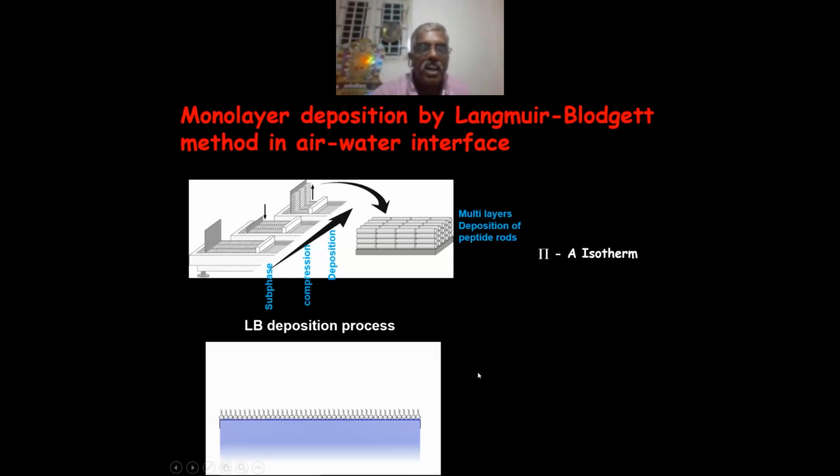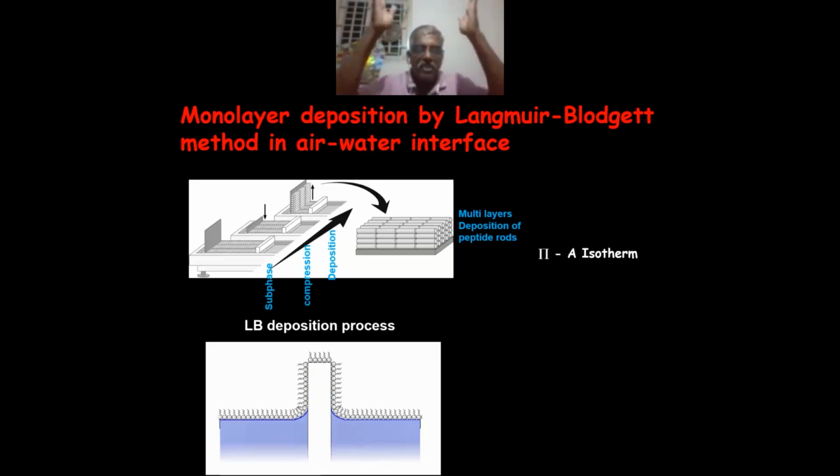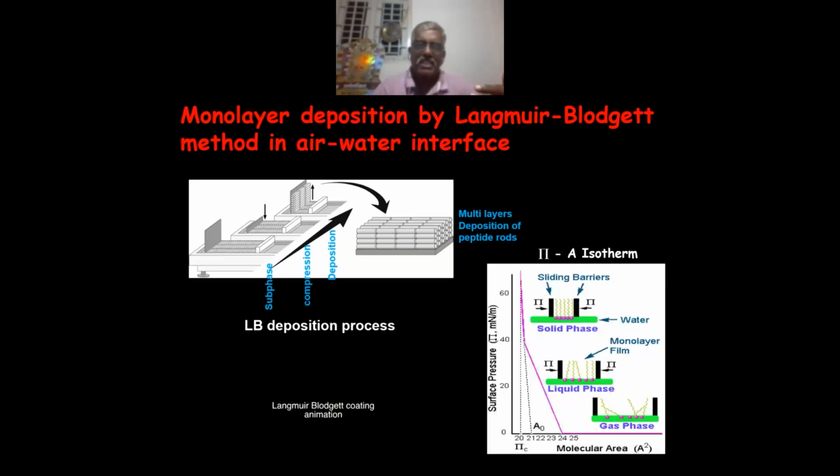This way, I worked in some areas along with the Langmuir-Blodgett method for the deposition of the monolayer. You see, like this, when you do the reverse, then you can take the second layer, third layer, fourth layer, like this. You can do n number of layers. You can stack the monolayers like this. This is also for biosensor application.